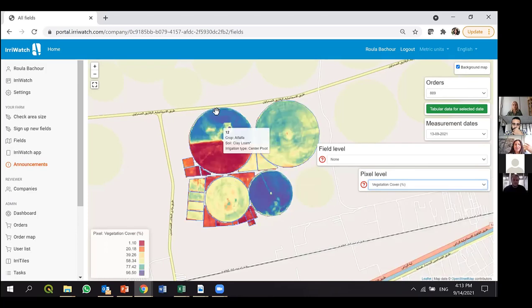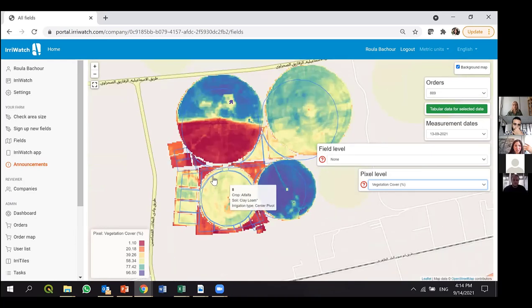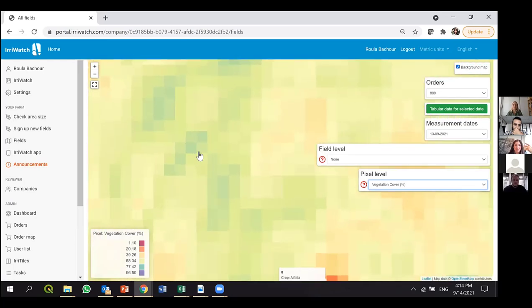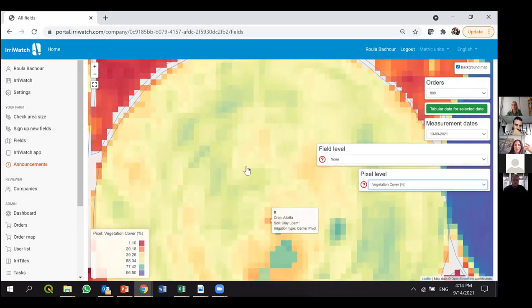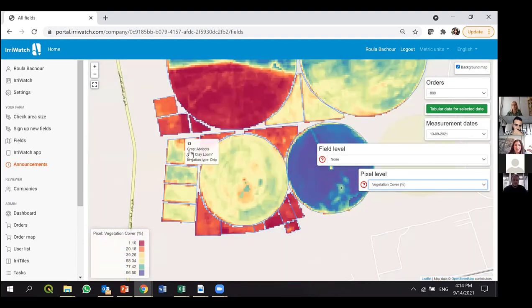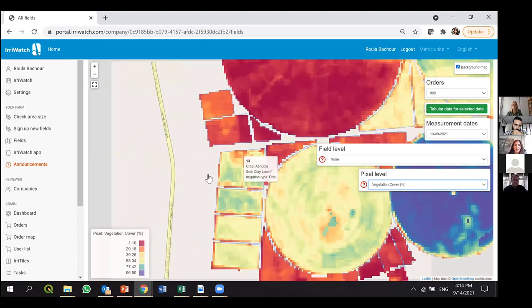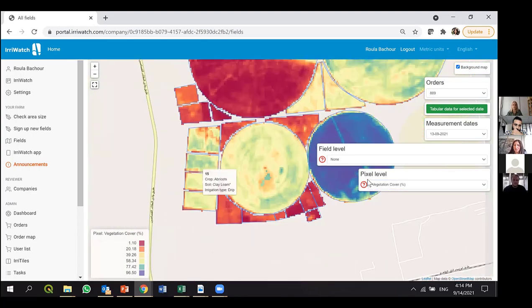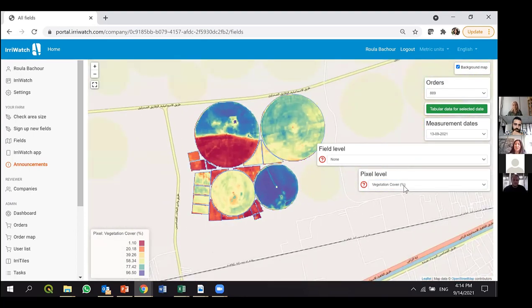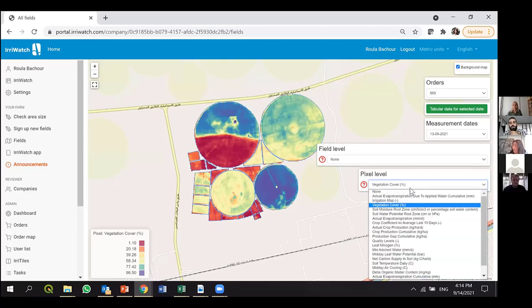So for example, this is a vegetation cover index. So we can look for every pixel. So when I say every pixel, if I zoom in, each one of these small squares is 10 meters by 10 meters. So this is an apricot field, and then you could see the differences across the field and so on. And this is the vegetation cover in percentage. And you get this on a daily basis for each 10 meter by 10 meter.